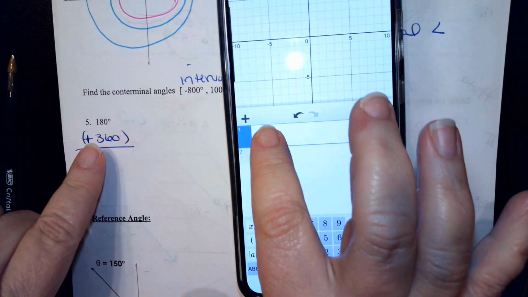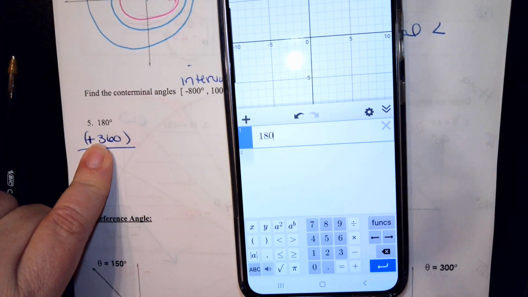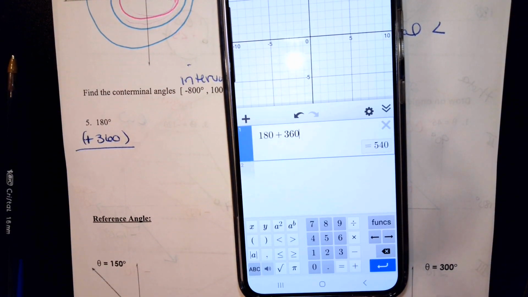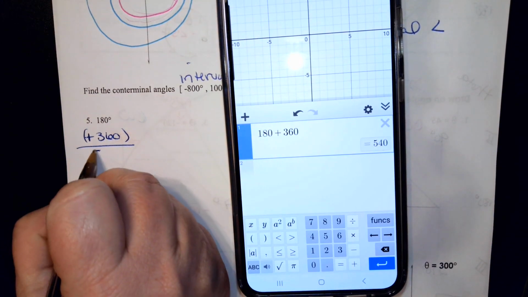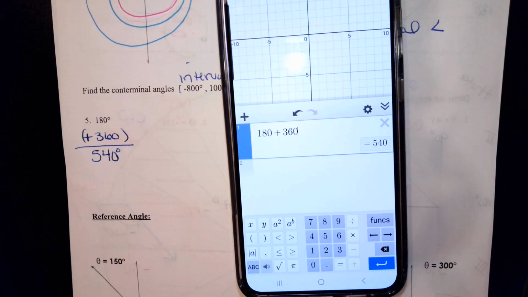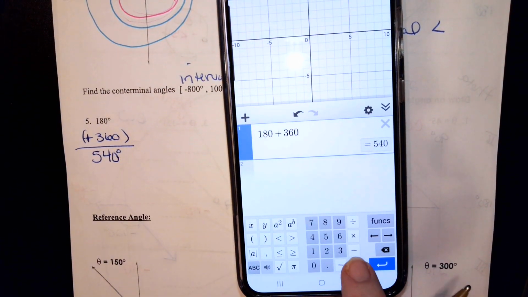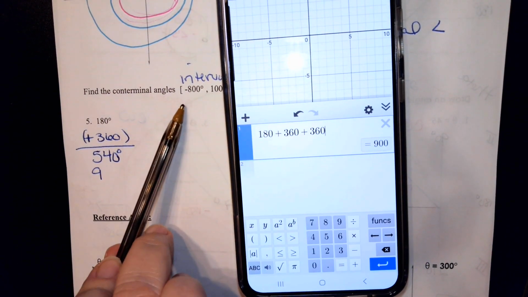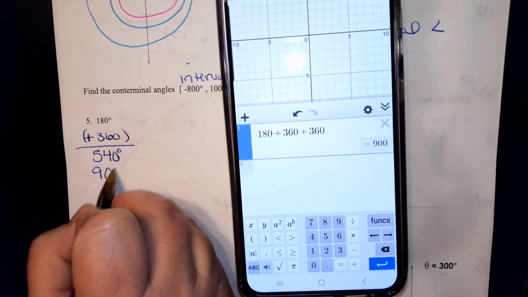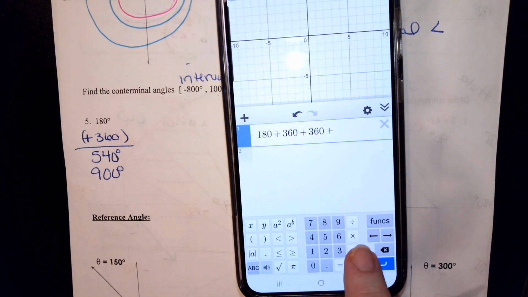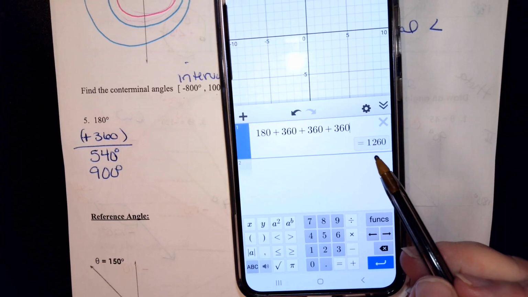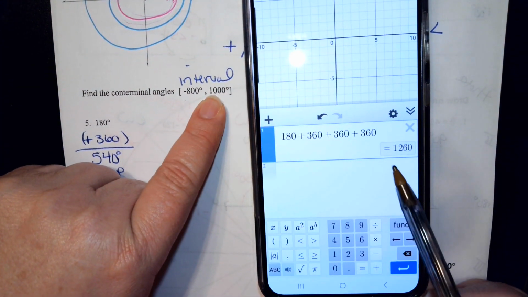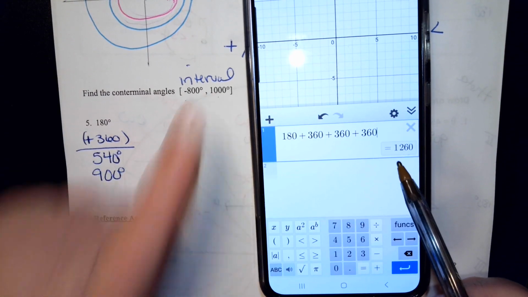Alright, so we're going to put in our angle, 180, that's the angle that we're starting with, and I'm going to add 360. So we get 540. So our first coterminal angle is 540 degrees. And then I'm going to add another 360, and I get 900. And 900 is still between negative 800 and 1000. I'm going to add another 360. Well, I get 1260 degrees. Well, 1260 degrees is beyond 1000, so that means I can't use 1260.